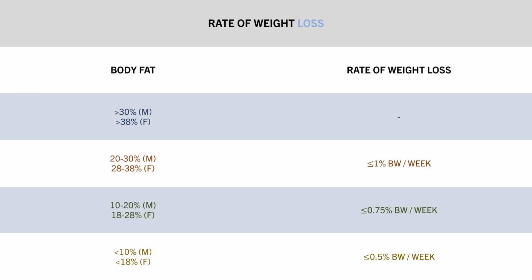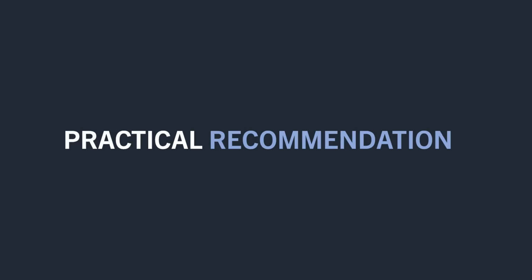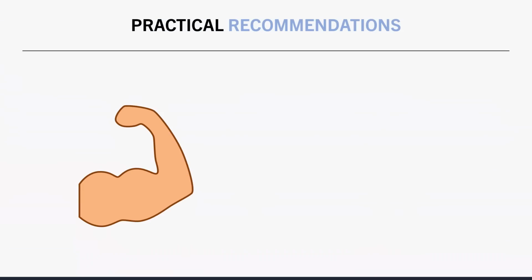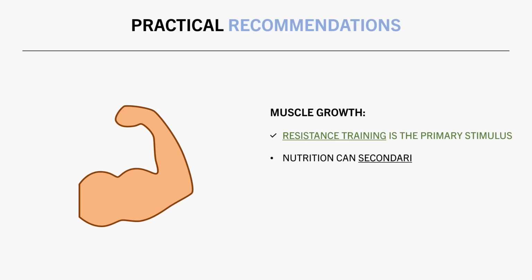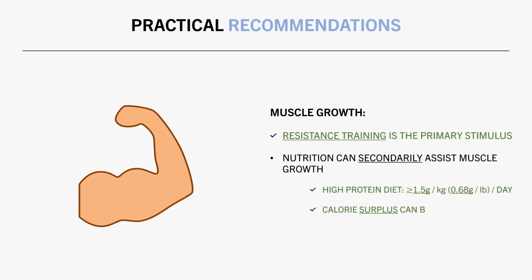In summary, let's establish some practical recommendations. To build muscle mass, resistance training is the primary stimulus for growth. There are also nutrition variables that can result in greater muscle growth, but these are secondary to the training stimulus. A high total daily protein intake of at least 1.5 grams per kilogram per day can promote greater muscle growth. In terms of energy balance, a calorie surplus typically produces greater muscle growth, but also tends to result in disproportionately more fat gain in trained lifters.